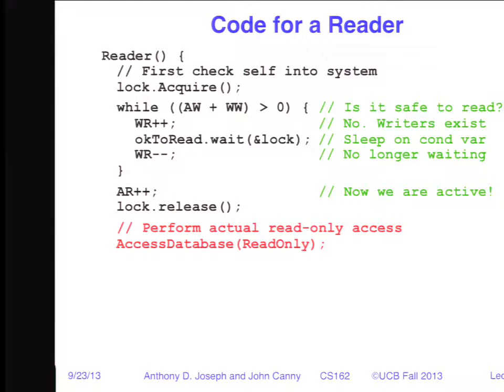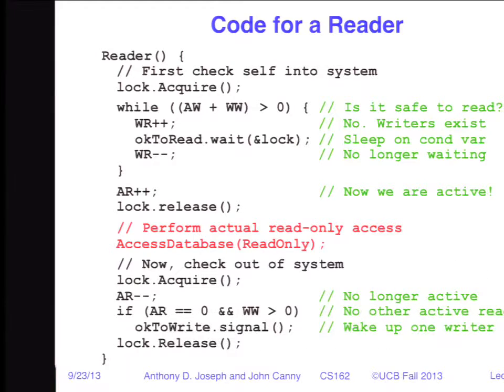When we're done, what are we going to do? Check out. So again, we're going to manipulate state variables, so we have to acquire the lock. We're now going to decrement the number of active readers, and now we're going to check to see if there are any active readers left in the database. If there are no active readers in the database, and there is a waiting writer, then we're going to wake up one of those writers by doing a signal on OK to write.